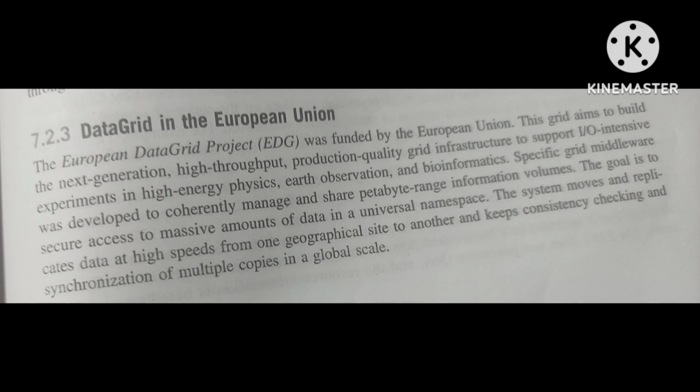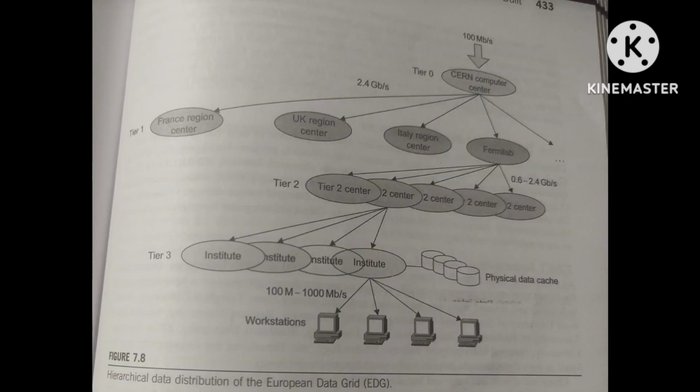The European DataGrid Project (EDG). It is funded by the European Union. This grid aims to build the next generation high throughput (HTC) production quality grid infrastructures to support input output intensive experiments in high energy physics, earth observations and bioinformatics. As we already specified all these things in the national grids table, it is the same. So the DataGrid information, it is located in the European Union. So this is a diagram of DataGrid.